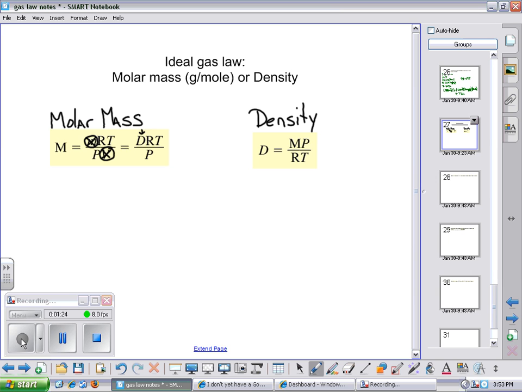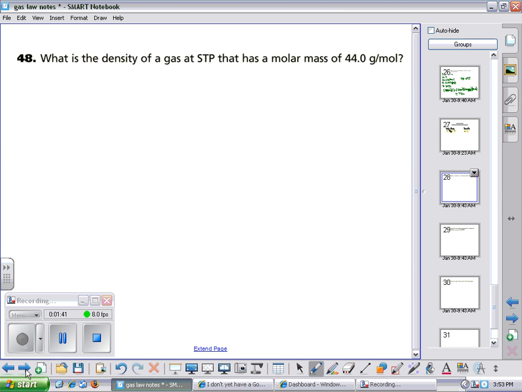Or you can rearrange that dirt over P equation and solve for density by taking the molar mass, that's the capital letter M, times the pressure, divided by the R value times the temperature. So let's practice a couple problems with these new equations. Again, this is the ideal gas law. You don't have changing conditions here.